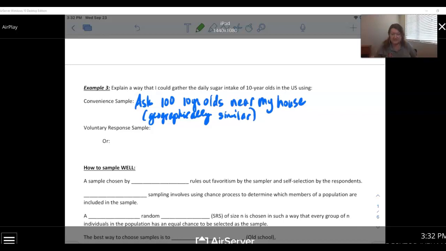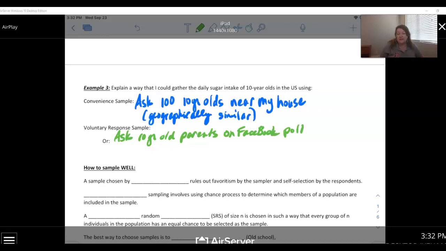So a voluntary response sample is maybe I would ask 10-year-old parents on a Facebook poll how much sugar they eat, right? And they just get to respond or not respond.